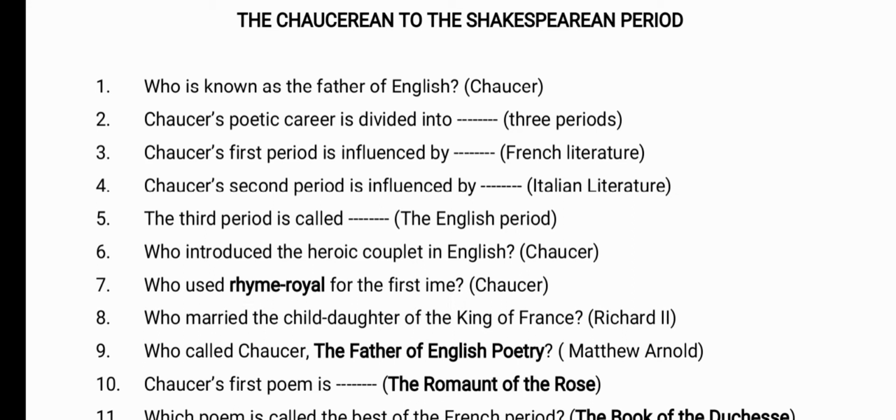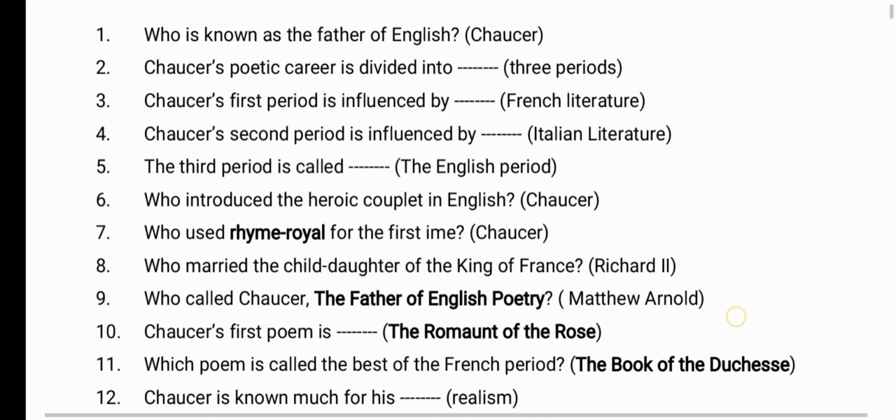Chaucer's poetic career is divided into, the answer is, three periods. Chaucer's first period is influenced by French literature. Chaucer's second period is influenced by Italian literature. The third period is called the English period.